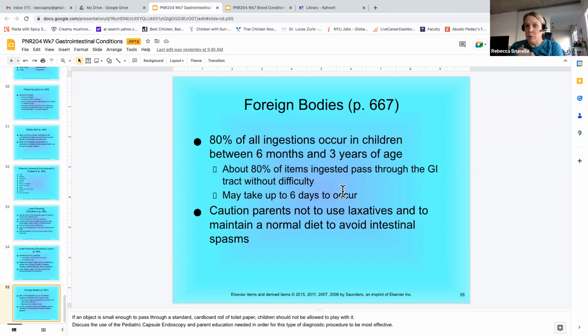So you need to make sure that they're able to swallow okay and they're not having a hard time breathing. And you don't want parents to try to push it out with laxatives or anything like that. You do frequently ask them to monitor their stool if they tell you that they swallowed something, so that you know that it came out. As a nurse, you need to be able to differentiate between something they swallowed that's causing a problem and something that's not really causing a problem. Usually they just pass it through their GI tract. But if they're having a hard time swallowing or a hard time breathing, they definitely need to be seen in the emergency department.